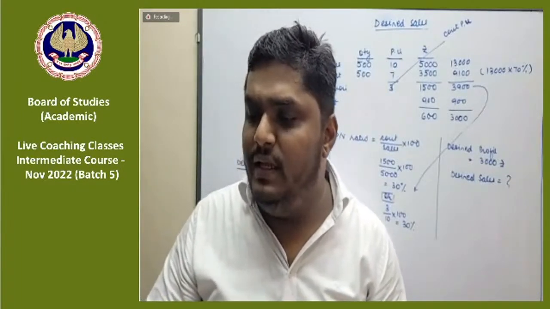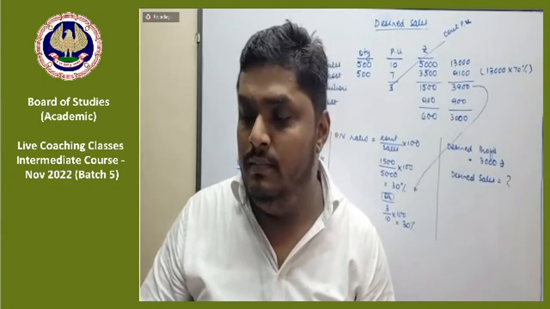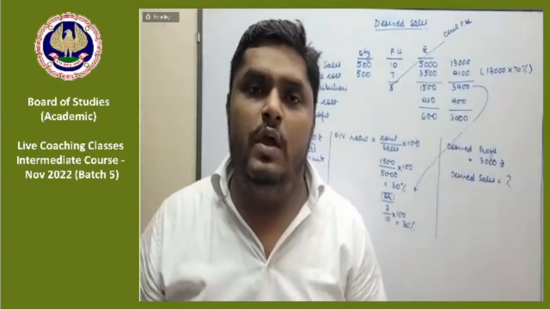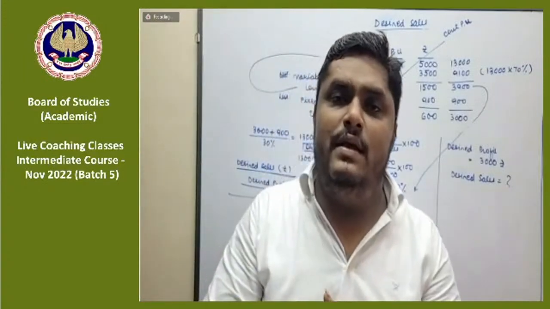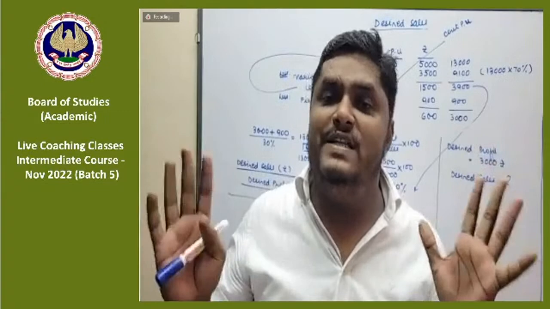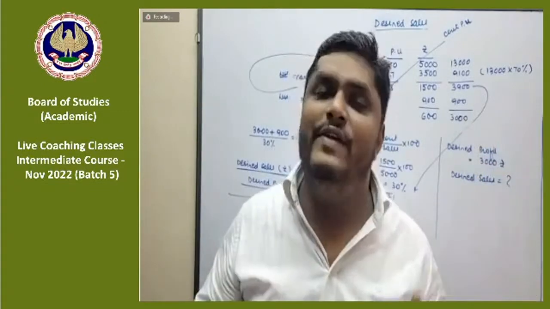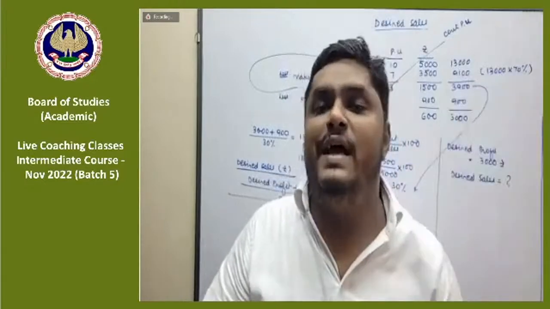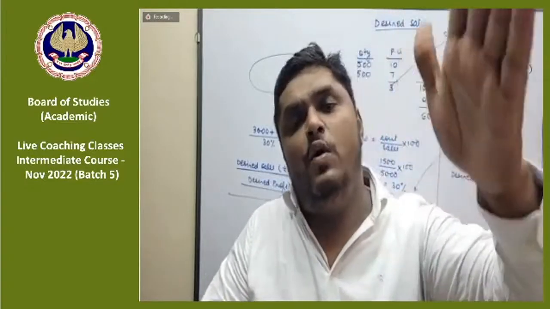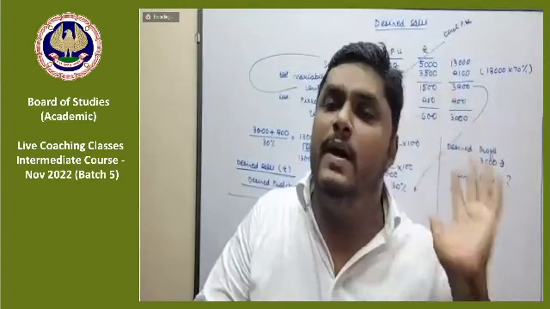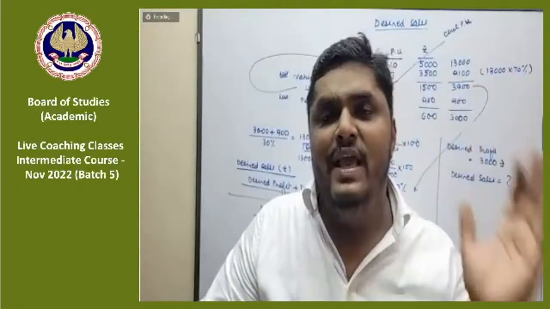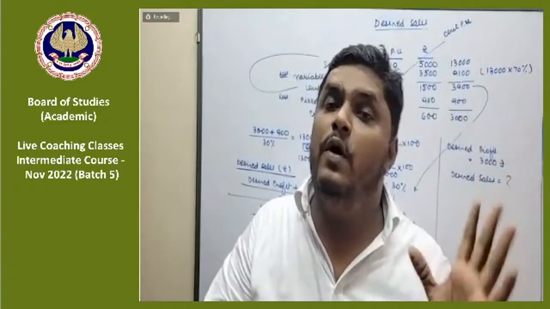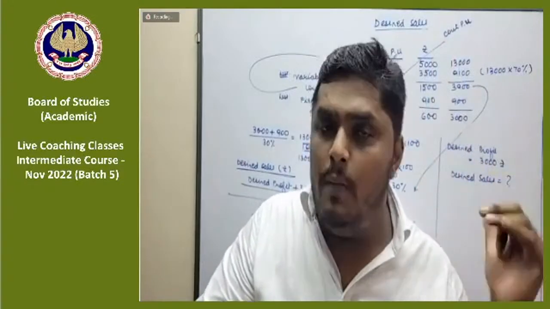No worries, Preeti, that's completely okay. If the examiner does ask how the formulas are derived, I have explained in detail. If the examiner asks for desired sales, very simple: fixed cost plus desired profit divided by PV ratio for rupees. Fixed cost plus desired profit divided by contribution per unit for units. So please copy this explanation.